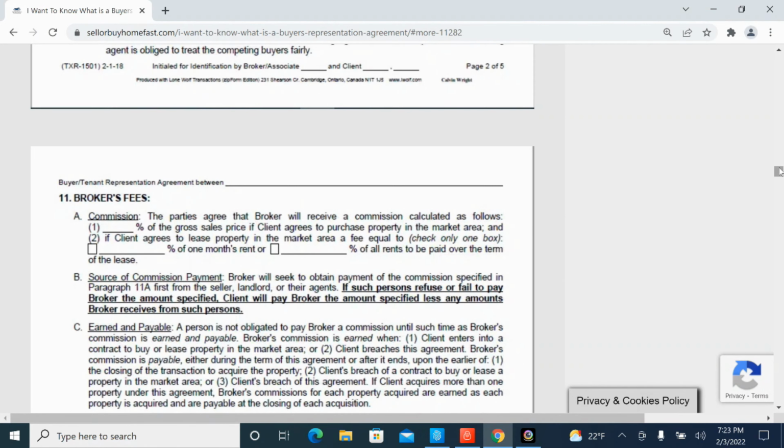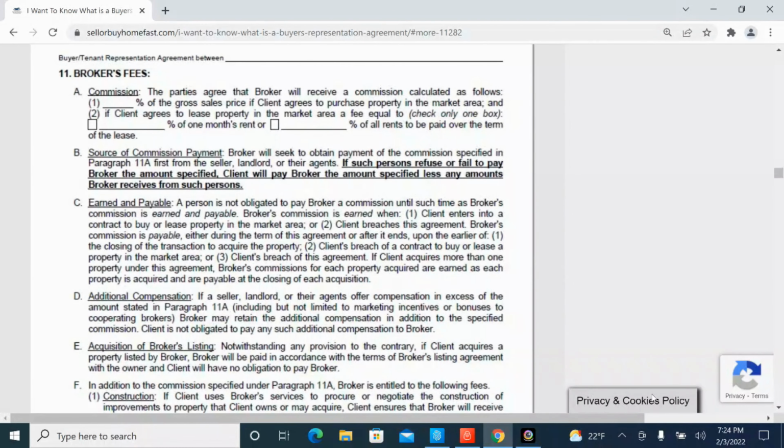When it talks about source, it talks about buyer will seek the obligation payment or commission in paragraph 11A first from the seller. Now remember, it's right here. They're going to seek it first from the seller, landlord, or their agents. If such person refuses, now this is why this is particularly underlined, if such person refuses or fails to pay the broker the amount specified, client will pay. That's you. You are the client. Client will pay broker the amount specified less any amounts broker received from such person. That's exactly what we just talked about in reference to this particular broker fees.